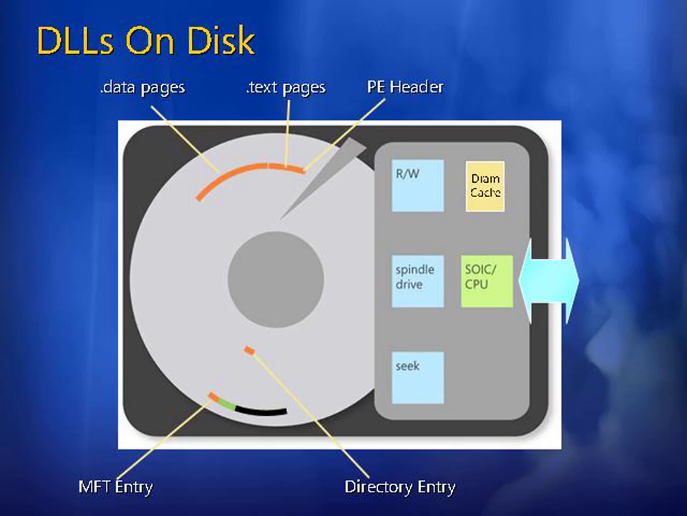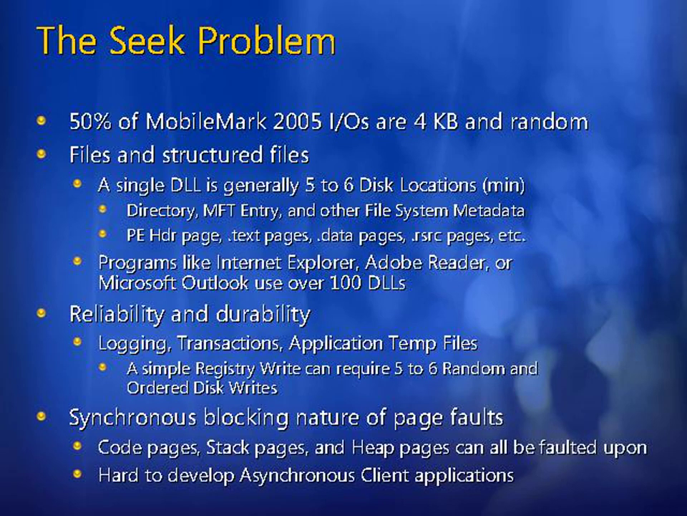So you can see that even for something atomic, like reading a DLL, you got a lot of seeks. And keep in mind, 10, 12 milliseconds, suboptimal. And then you look at something like Outlook or IE, hundreds of DLLs. Given the mechanical nature of hard drives, we can't avoid those seeks.